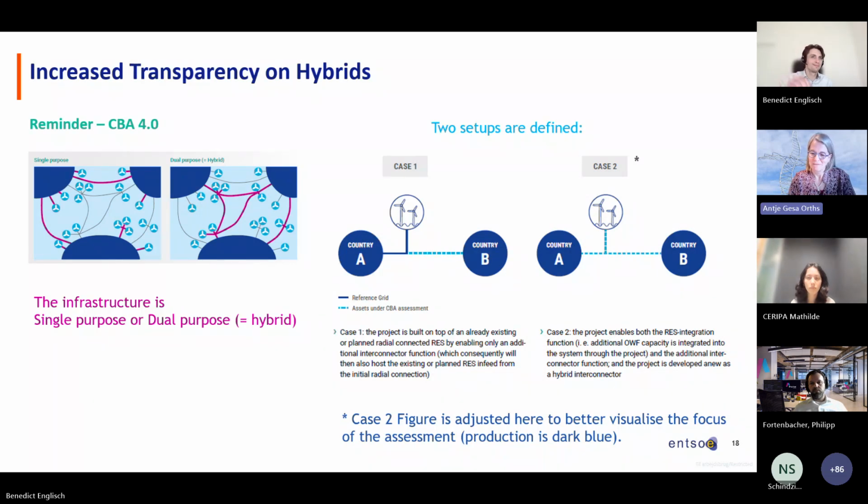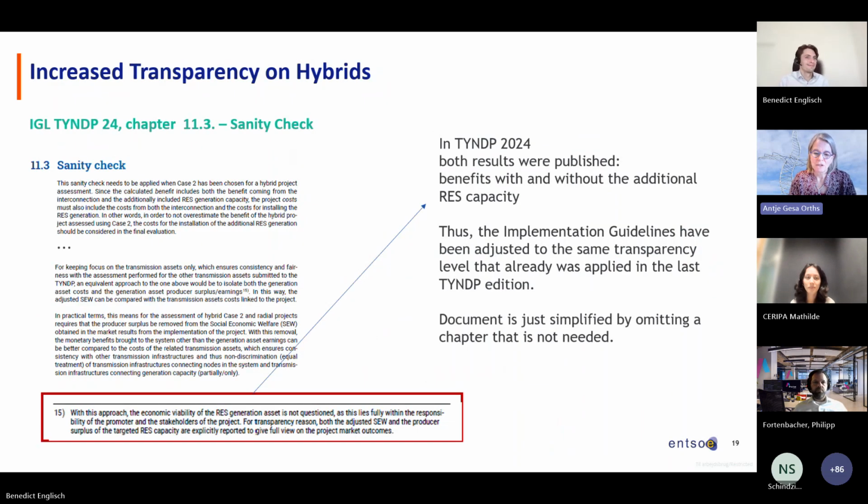Now, next, yes. So the only thing, maybe click again. Yes, animation. What we did is simply we deleted the chapter with the sanity check as it's not needed any longer, because when these former implementation guidelines had been written, we did not know yet what we will publish. So if it's the figure including the generation benefit or without.